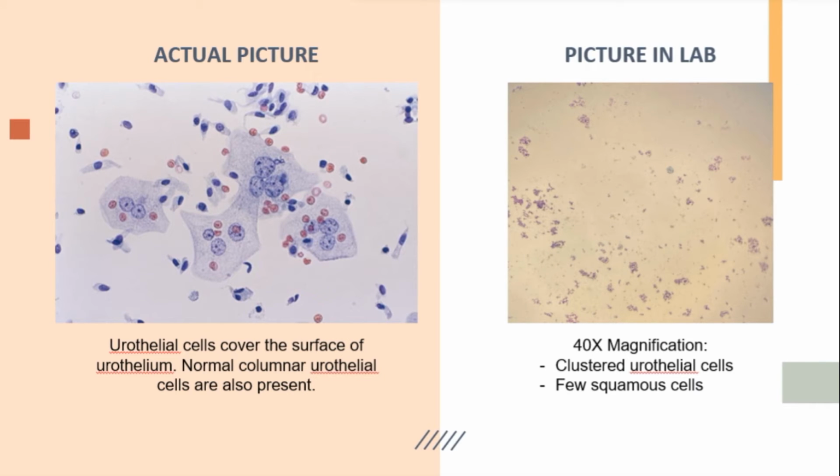So when observed under the microscope, we are expected to see some urothelial cells covering the surface of the urothelium, and normal columnar urothelial cells may also be present. In the actual lab, the cells observed were not really clear, but we can still see the clustered urothelial cells and presence of few squamous cells. Move on to the next part.